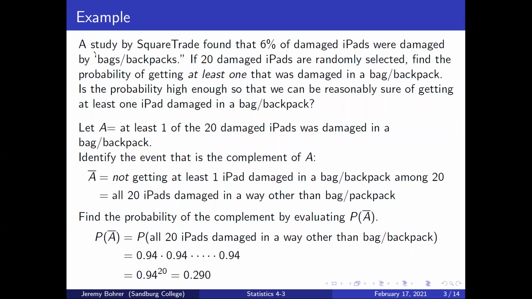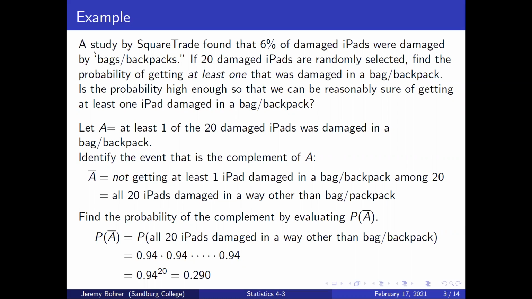For example, a study by SquareTrade found that 6% of damaged iPads were damaged by bags or backpacks. If 10 damaged iPads are randomly selected, find the probability of getting at least one that was damaged in a bag or backpack. Is the probability high enough so that we can be reasonably sure of getting at least one iPad damaged in a bag or backpack? Let A equal at least one of the 20 damaged iPads was damaged in a bag or backpack. Identify the event that is the complement of A.